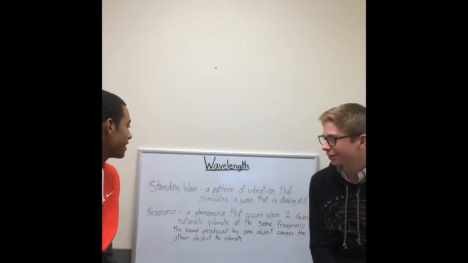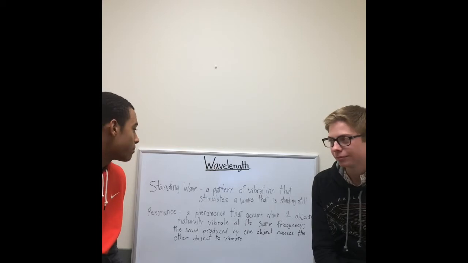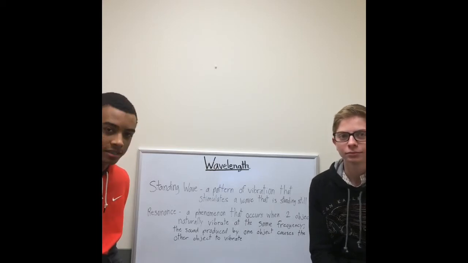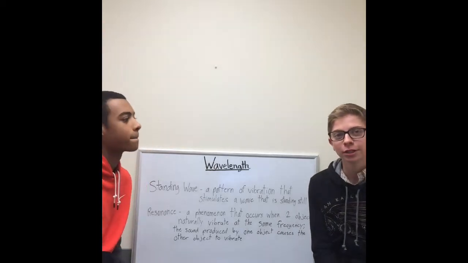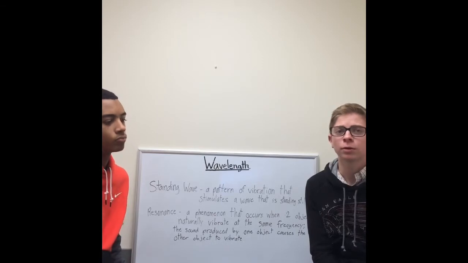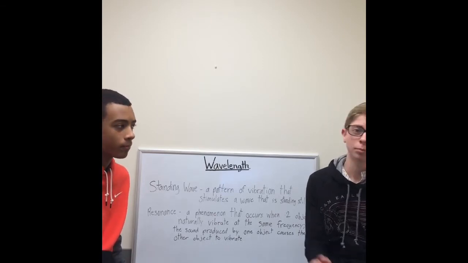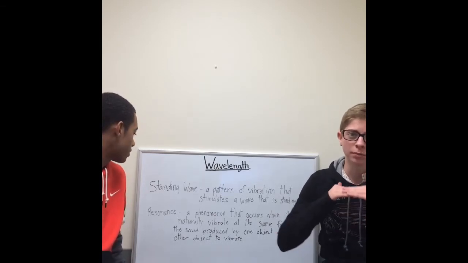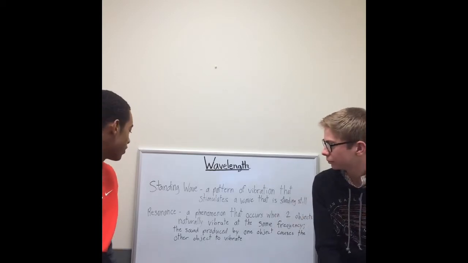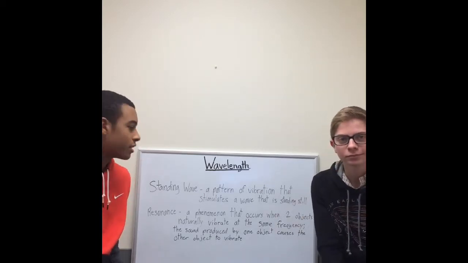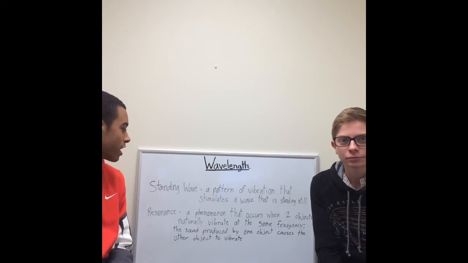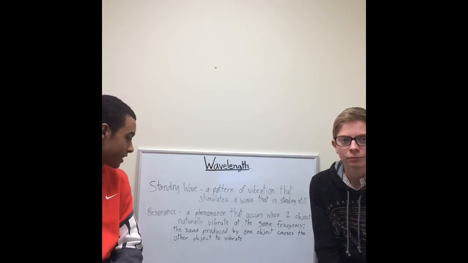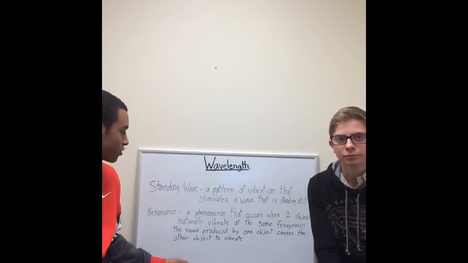Here we have a standing wave, which is a pattern of vibration that simulates a wave that is standing still. An example of a standing wave is a destructive wave, with a portion where both waves cancel each other out and become a straight line. Resonance is a phenomenon that occurs when two objects naturally vibrate at the same frequency. The sound produced by one object causes the other object to vibrate.